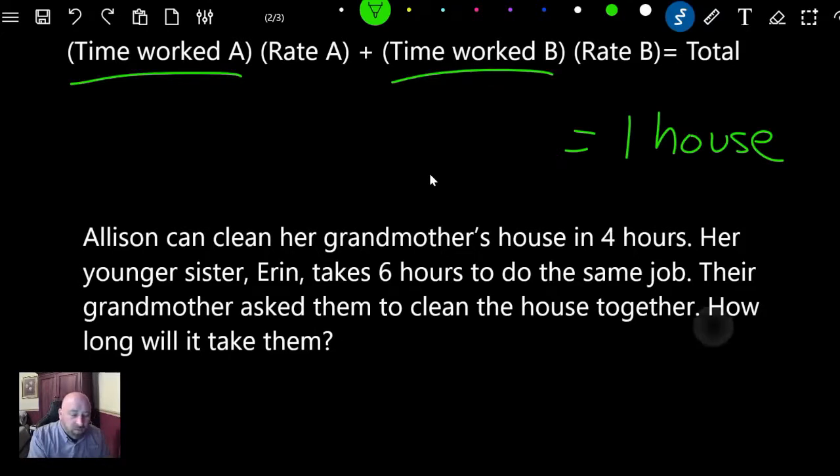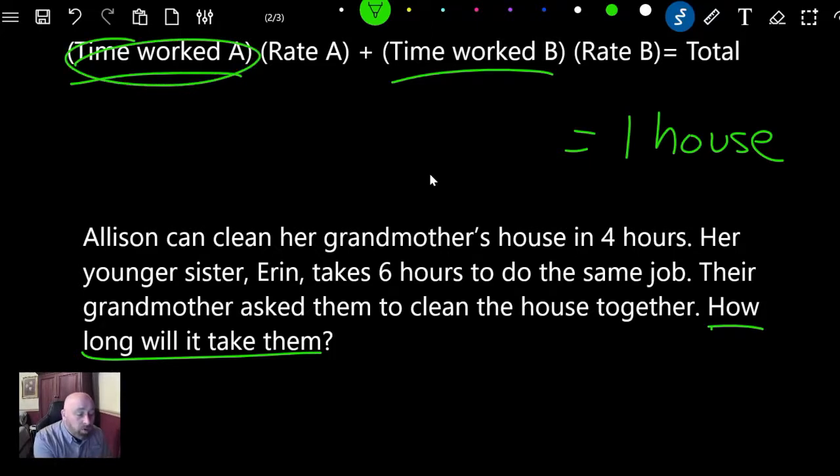So if we look down here, we'll say, okay, how long will it take them? That's what we're looking for. So that's what we want to know. We want to know the time worked, right? So we're looking for the time. I'm going to call that T, capital T, because this plus sign is going to look like a small t if I do it. And so then we also have a time over here of the sister, Erin. So this is the time of the two different sisters.